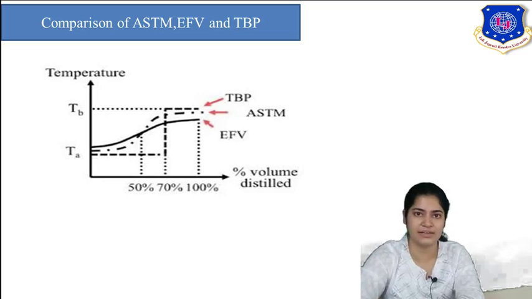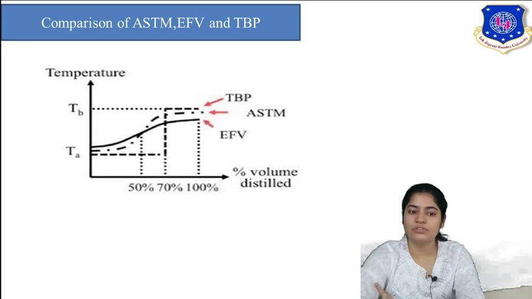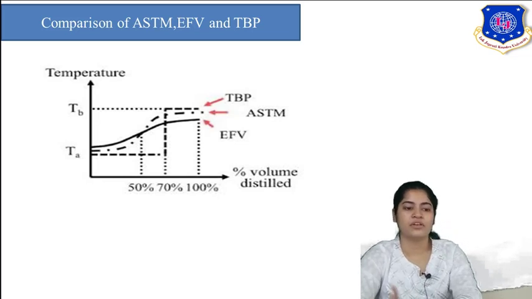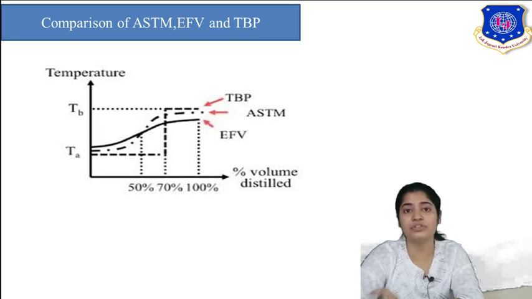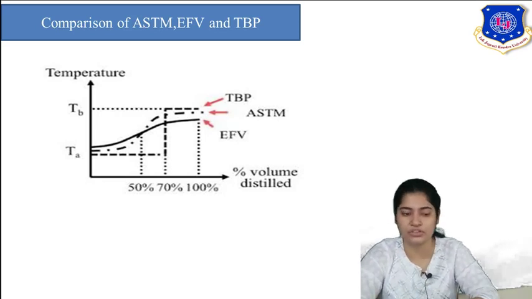Next is ASTM. Okay, and final is the EFV, equilibrium flash vaporization. As I told you, because the equilibrium condition is achieved, no more driving force exists. Hence it has the most mixing between the more volatile and less volatile components. So this was about your comparison between ASTM, EFV and TBP analysis, which gives you distillation characteristics. That is the most important, that is the boiling point range.